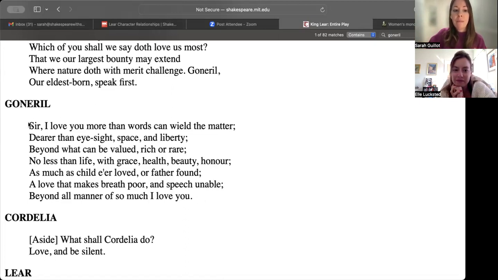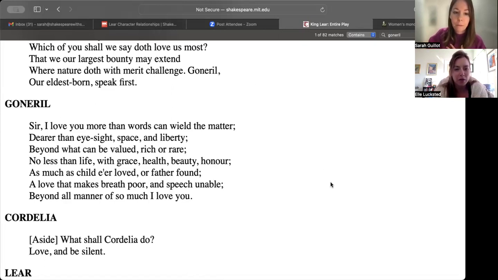I want you to speak it through this time, and say it like it's 100% true, like you really, really mean it, and go a little bit over the top, and then we'll feel out what that feels like. I'll give you the cue again. Goneril, our eldest born, speak first.